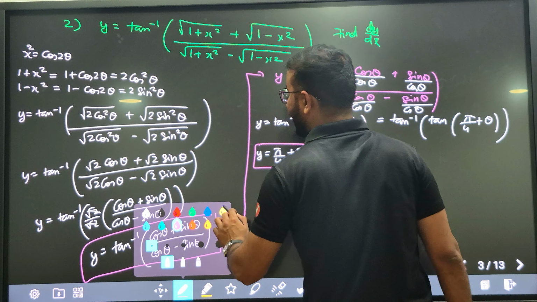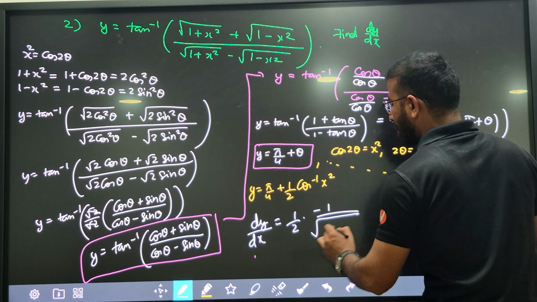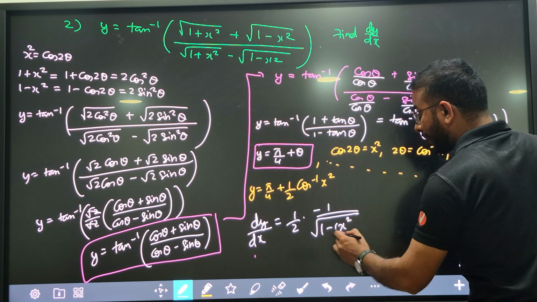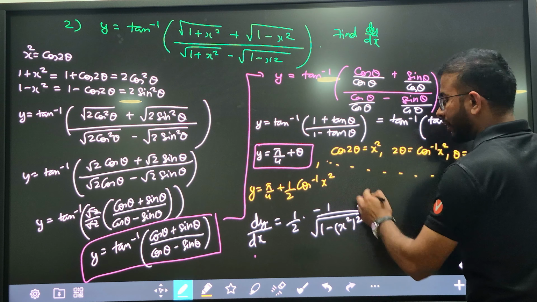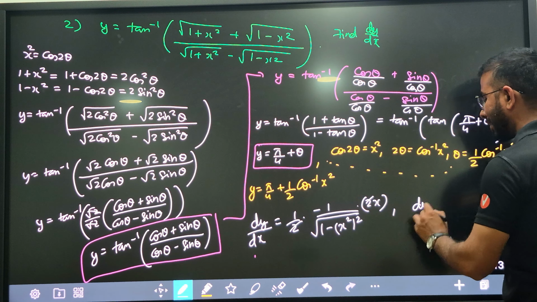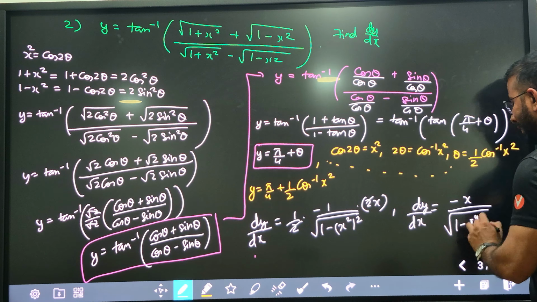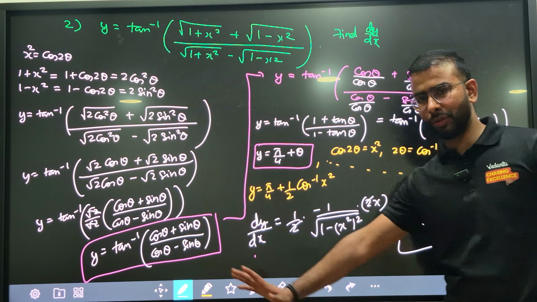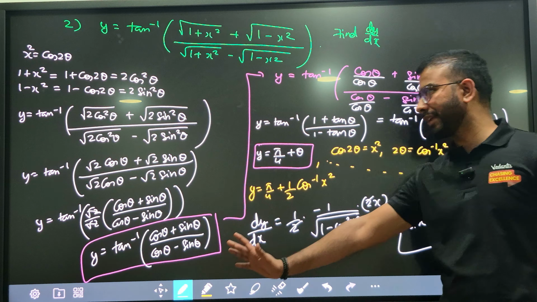Pi by 4 is constant, its differentiation will become 0. 1 by 2 as it is. Cos inverse x differentiation is minus 1 upon root 1 minus x square. Whatever is here, it's square, so x square square. Is the quotient done? No. Then we'll differentiate x square, which is 2x. 2 cancel. So your final answer will look like dy by dx is equal to minus x upon root 1 minus x power 4. That's it. Done. Easy, no? Not difficult. Okay. I'll move to the third question.